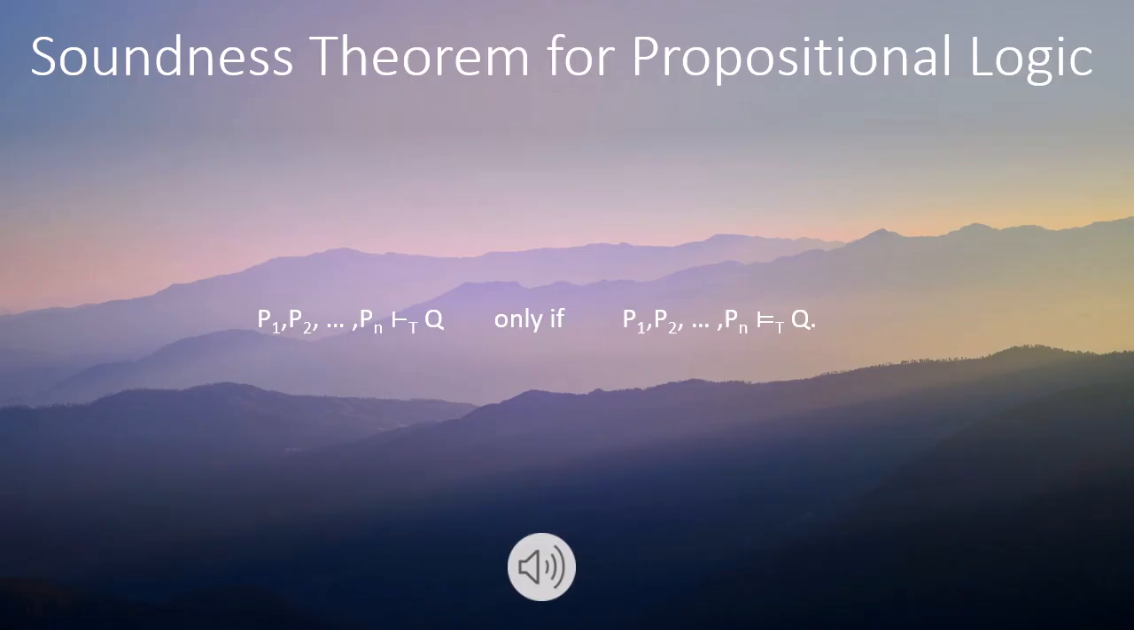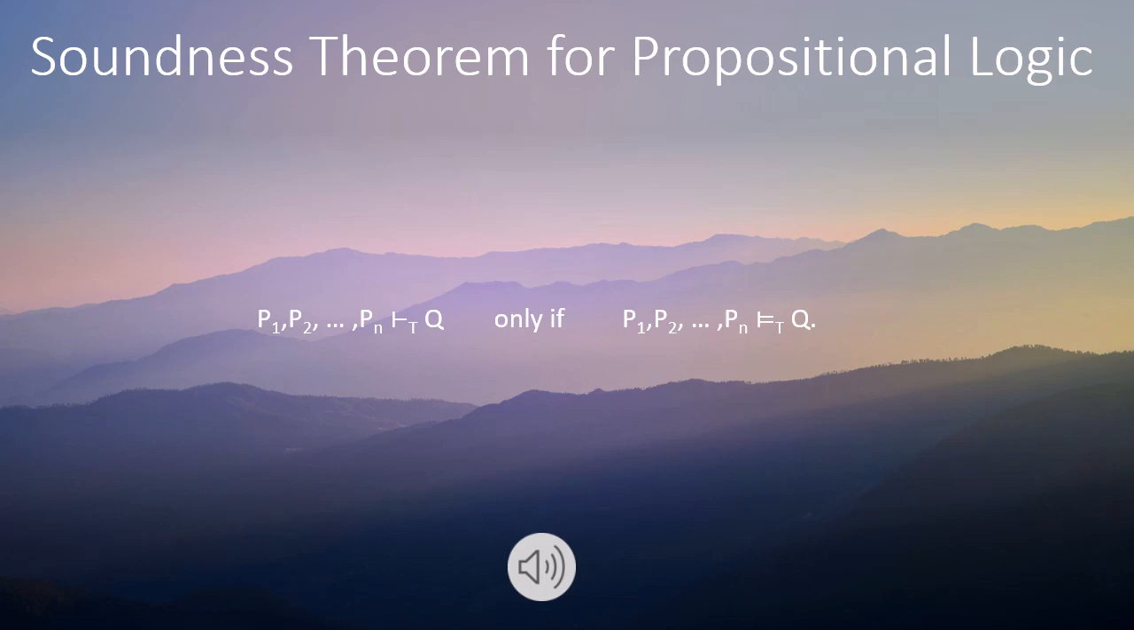Now, with this information about formal consistency out of the way, we're ready to state the soundness theorem for propositional logic and prove it. The soundness theorem says the following. There is a proof of Q from the premises P1 through Pn only if Q is a tautological consequence of the premises P1 through Pn. So for the soundness theorem, essentially we'll be assuming that we have a proof and showing that the conclusion of the proof has to be a tautological consequence.